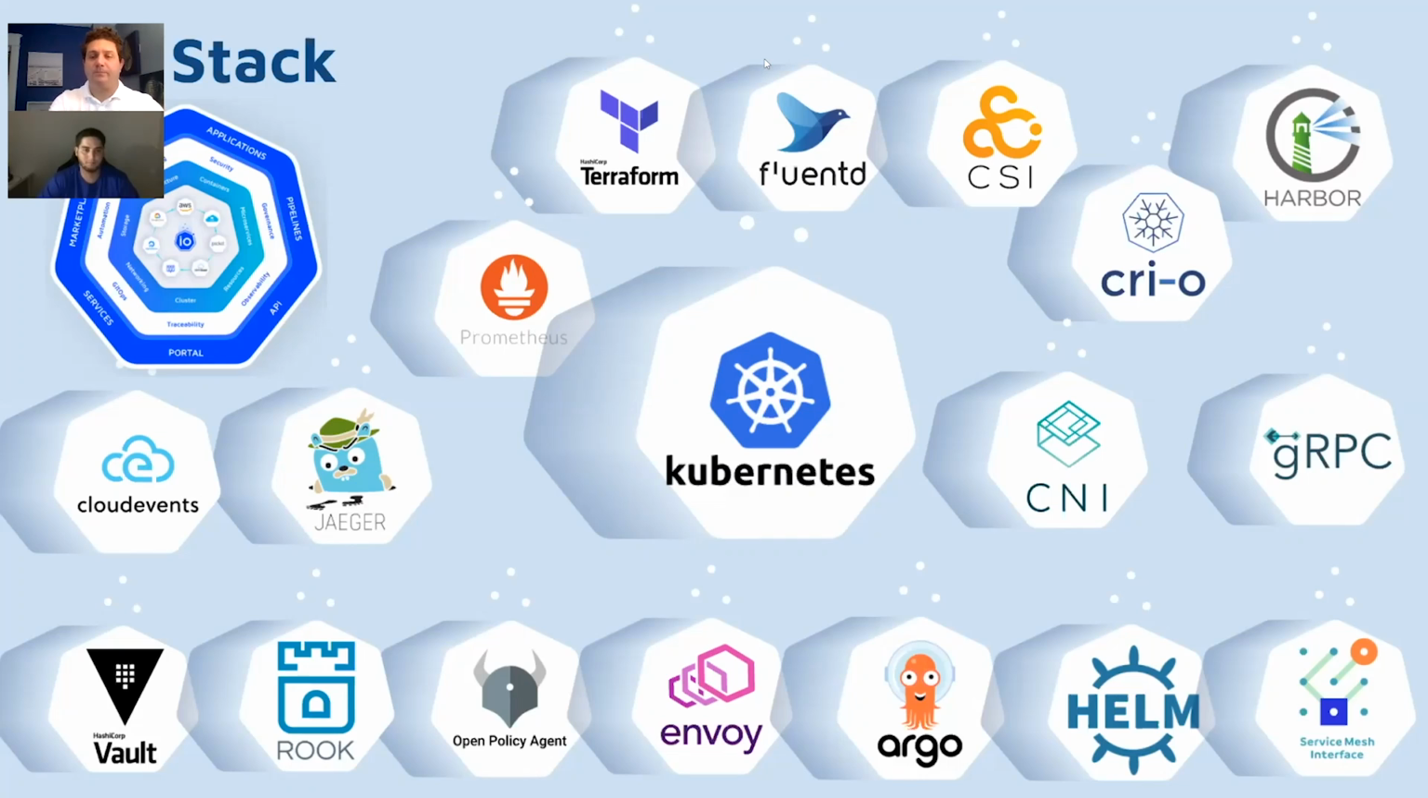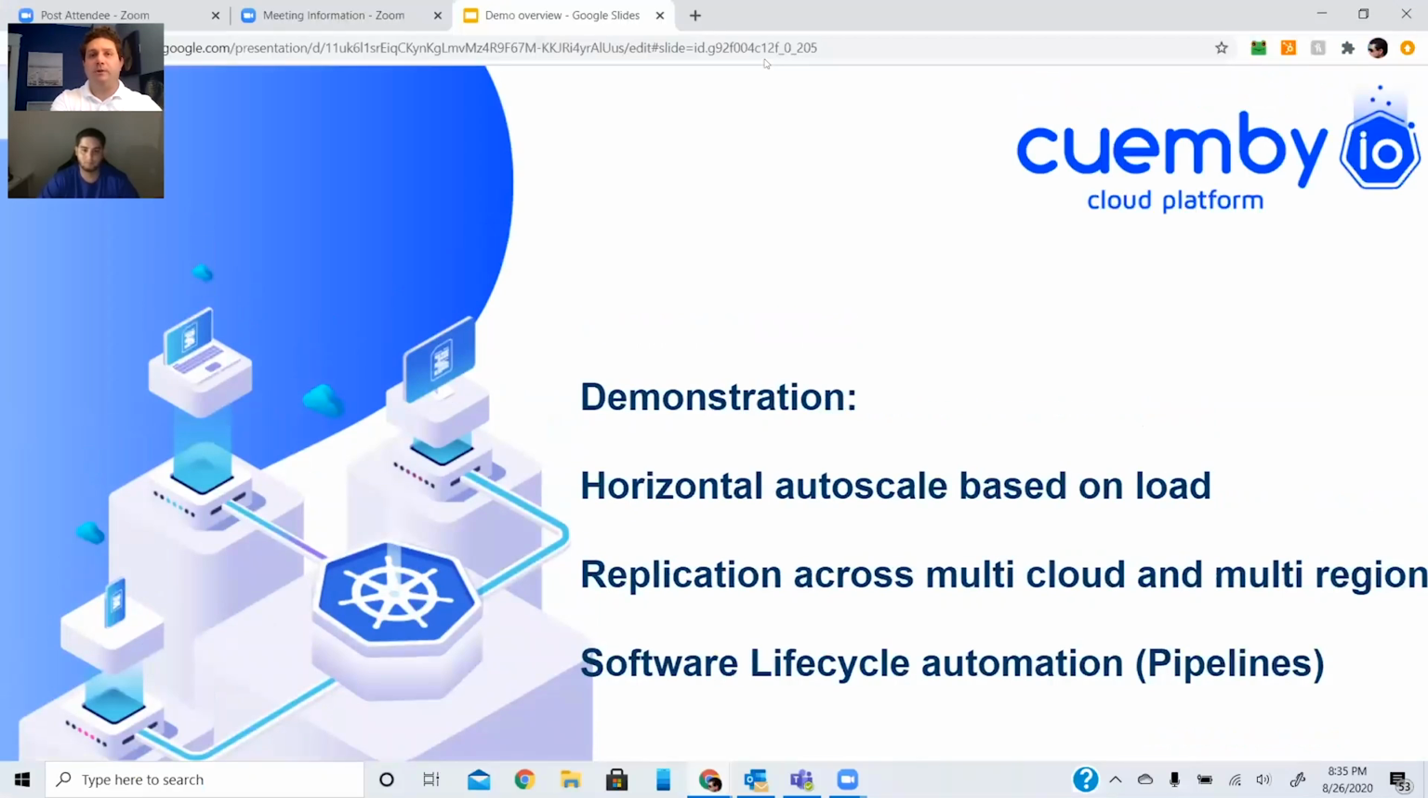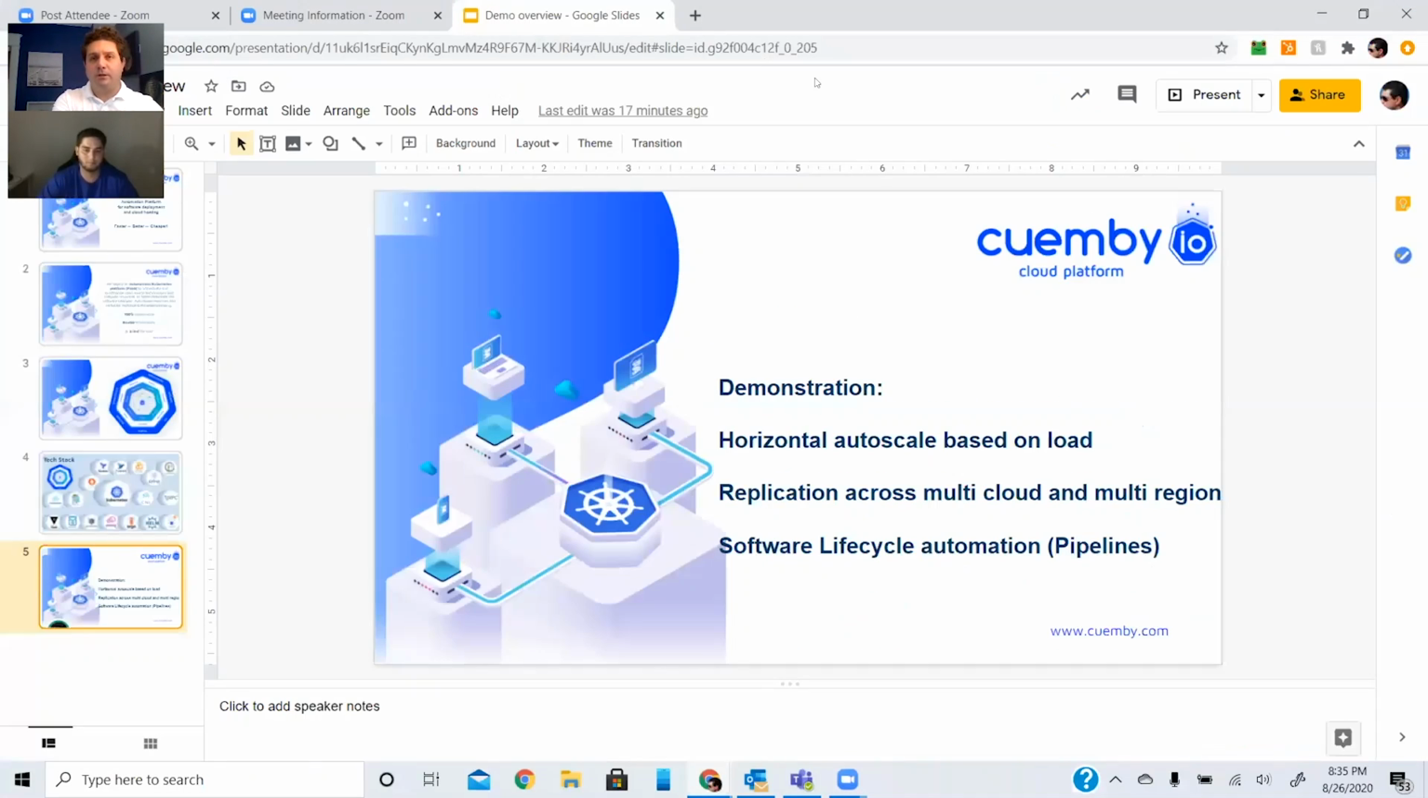open source technologies. And now what we want to do is show you a demonstration where Angel, who's on the call with us here, is going to show you how, by pre-configuring the platform correctly, we can achieve horizontal autoscale based upon a heavy load. We're going to show you how we can replicate across multiple clouds, multiple regions, and multiple providers, and show you an example of the pipeline with software lifecycle automation. So with that, I'm going to let Angel take control. Awesome. Well, as you said, Quemby.io has it.